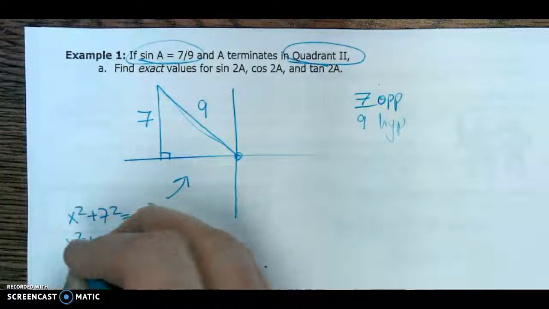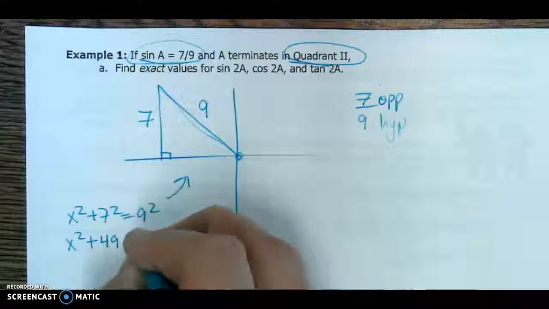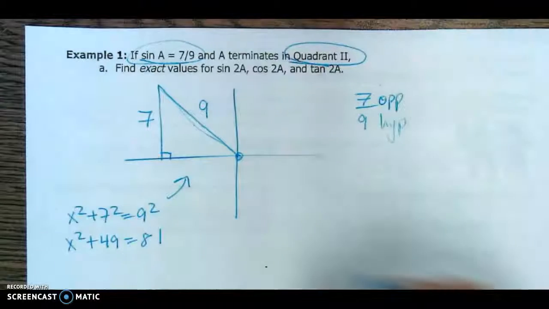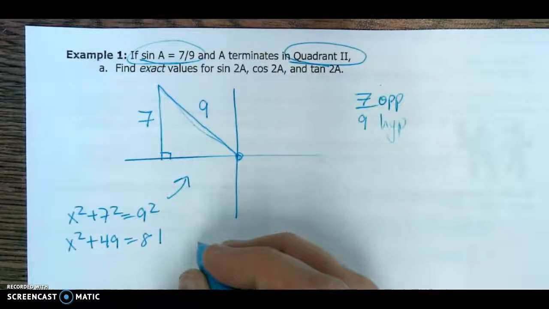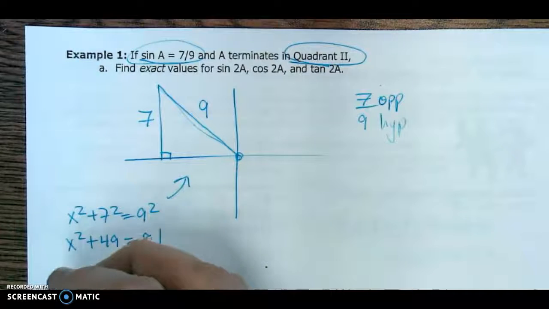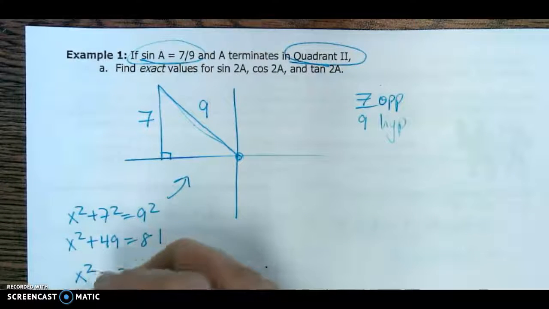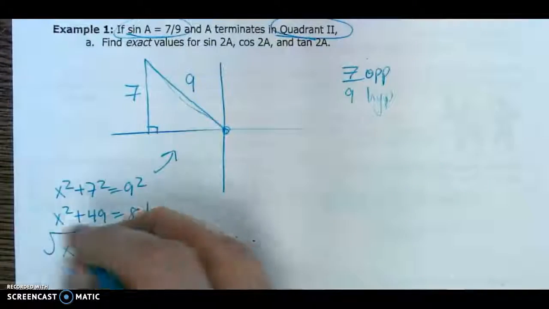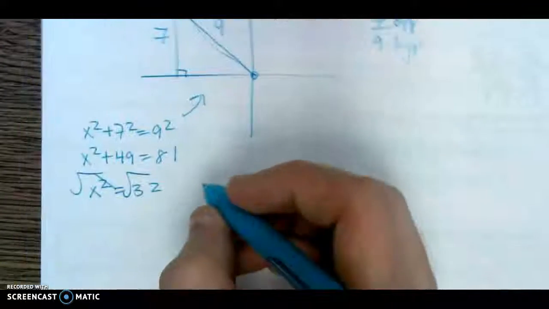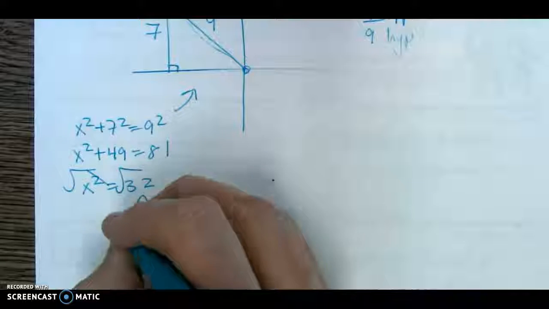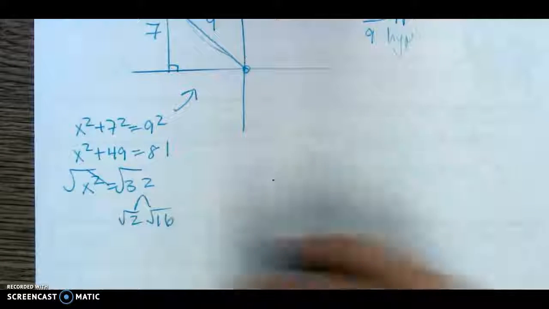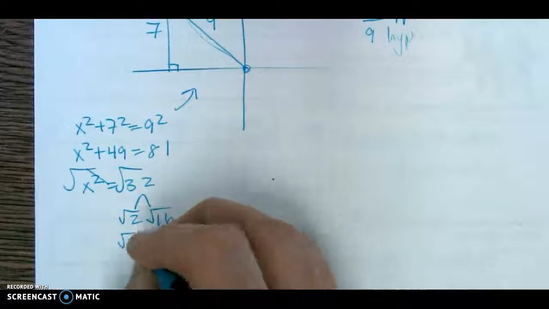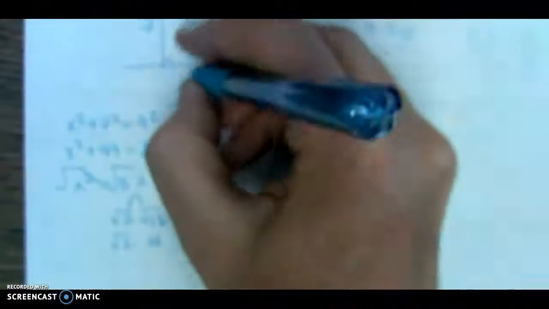So if you subtract 49 to the other side, you're going to get 32, and then you're going to take the square root, and then go ahead and break down 32. That'd be radical 2 times radical 16, and radical 16 is 4, so 4 rad 2.